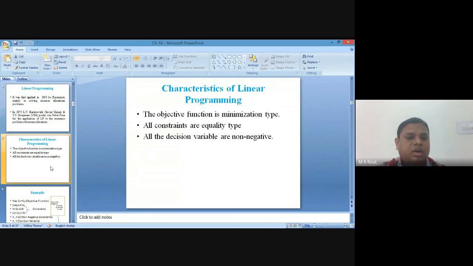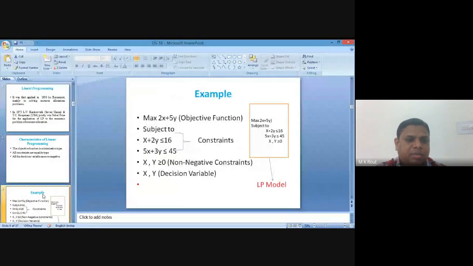The next is all constraints are equality. That means man, machine, material constraints are made in case of equalities. And in case of decision variables, most of the cases the top management provides the decision, and these are non-negative. The decisions are always positive. Clear? The next one is, this is the typical objective function.